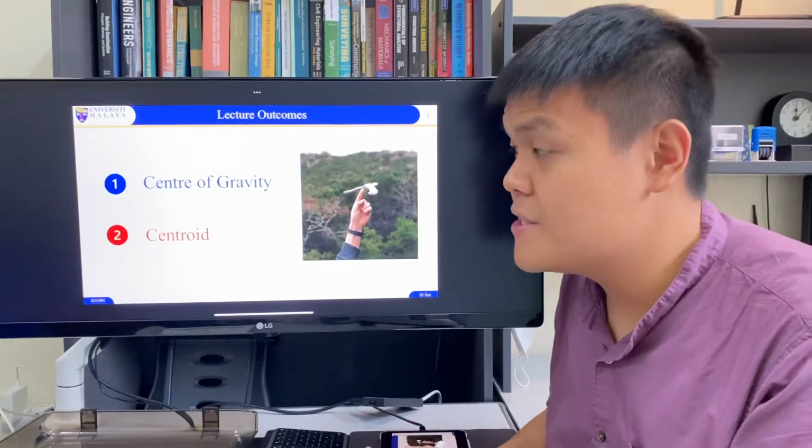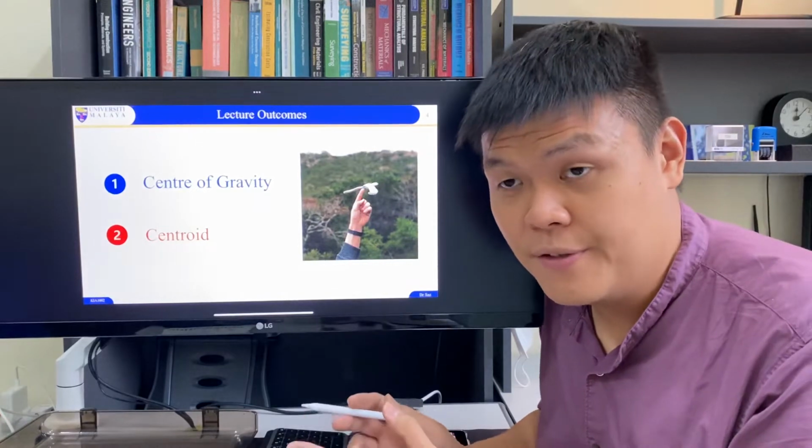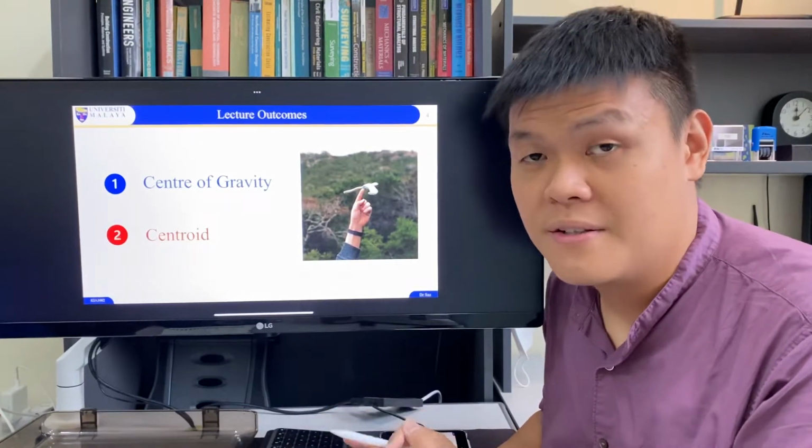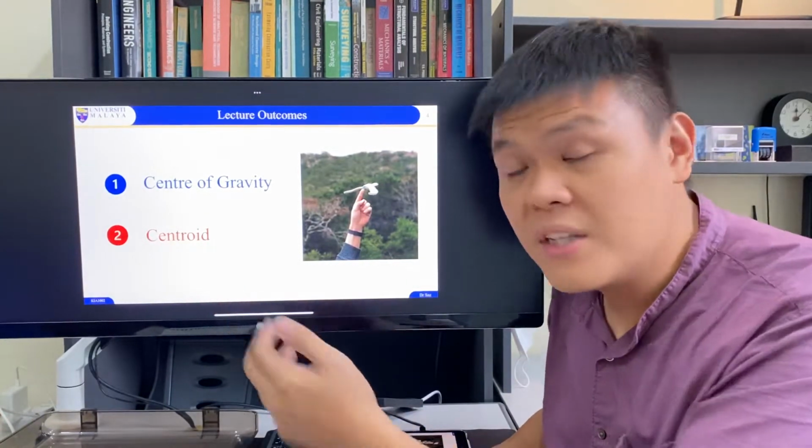In this lecture you'll find out what a center of gravity is, how we find the center of gravity, and what the centroid is.